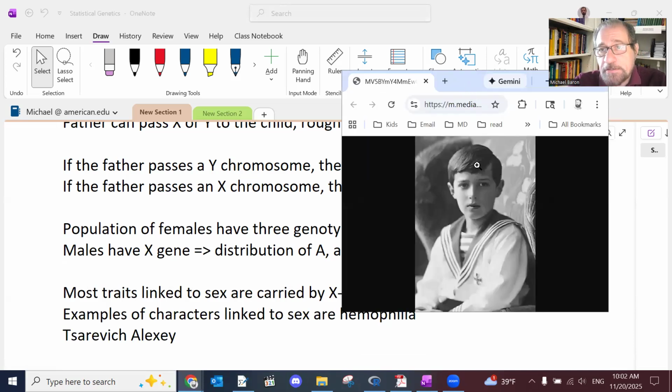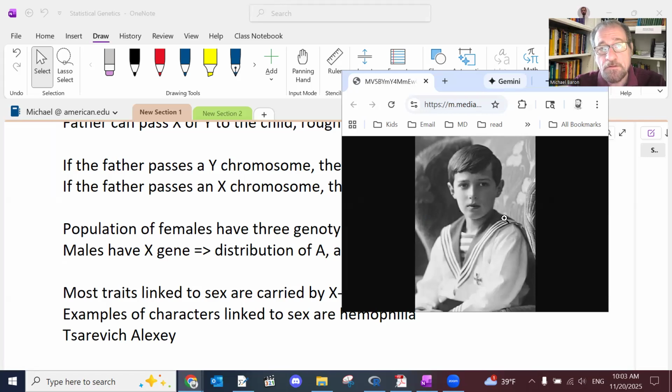He was tragically killed by Bolsheviks after the Russian Revolution in 1917. The whole family of the Russian Tsar was murdered in 1918. So it's known that Prince Alexei had hemophilia that he inherited. So who passed the gene with hemophilia to Tsarevich Alexei?